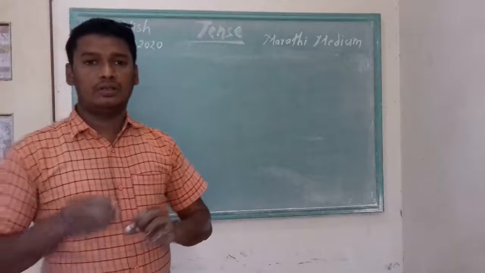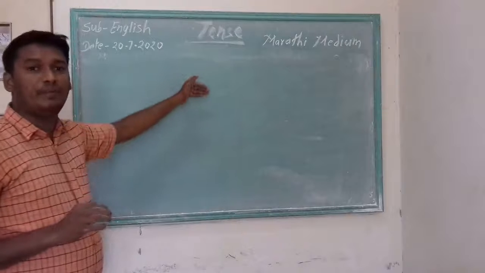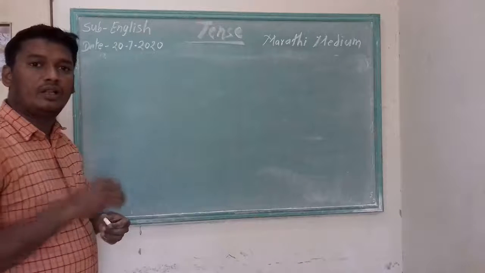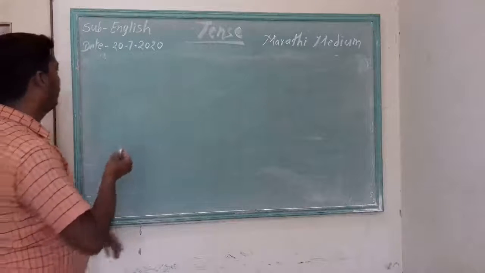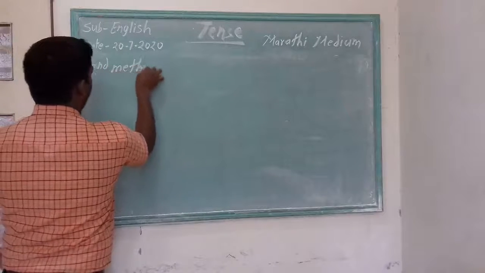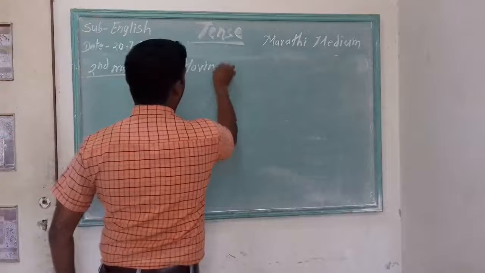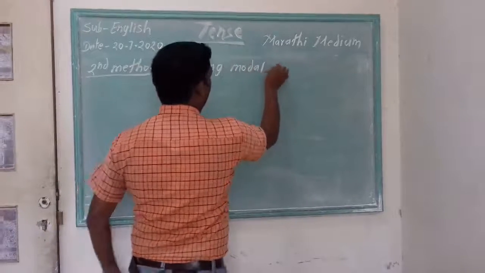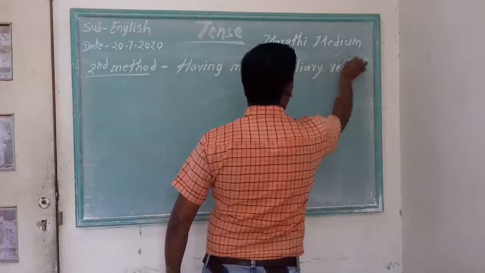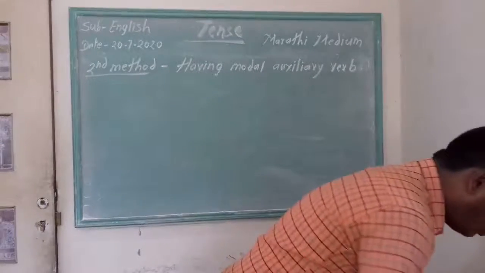I have given all that information in the rules. Now I am starting the second method. Pay attention carefully. Second method is having modal auxiliary verb. Just take the title, don't take the modal auxiliary verbs yet.